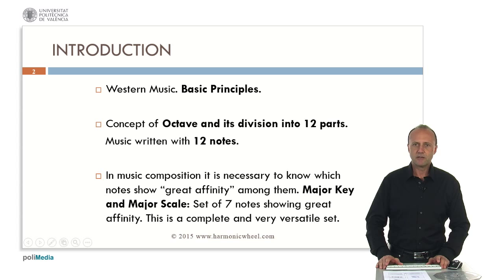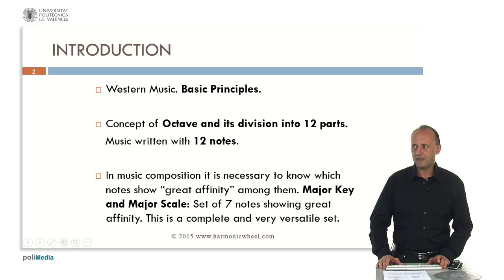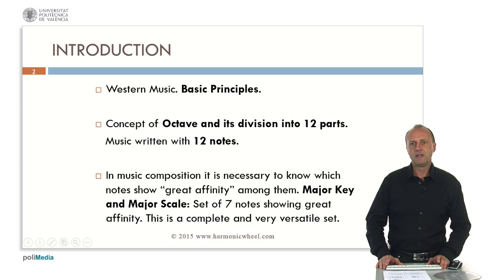Western music is based on several basic principles. The most important one is, of course, the concept of octave and its division into 12 parts. This means that Western music is written with 12 notes.